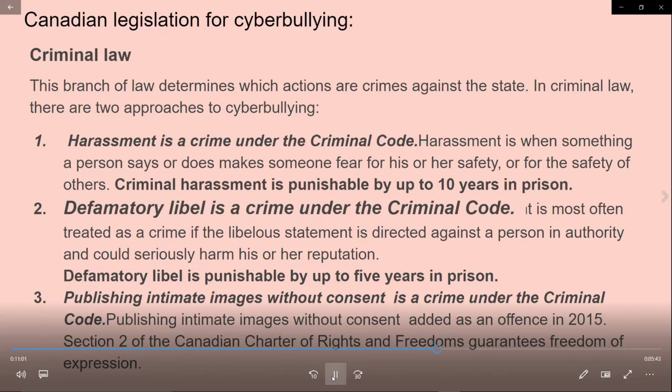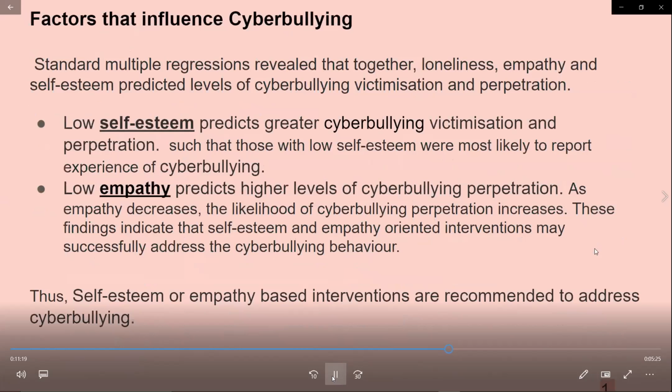Publishing intimate images without consent is a crime under the criminal code. Publishing intimate images without consent was added as an offence in 2015. Section 2 of the Canadian Charter of Rights and Freedoms guarantees freedom of expression.